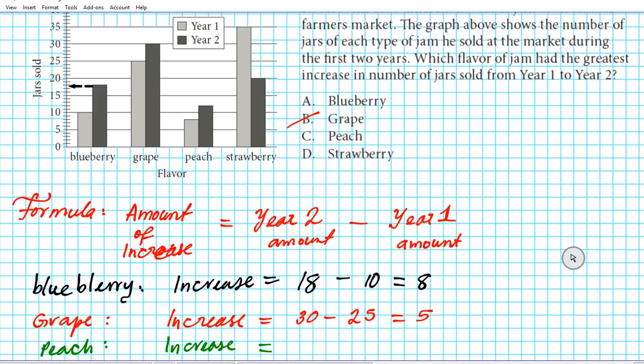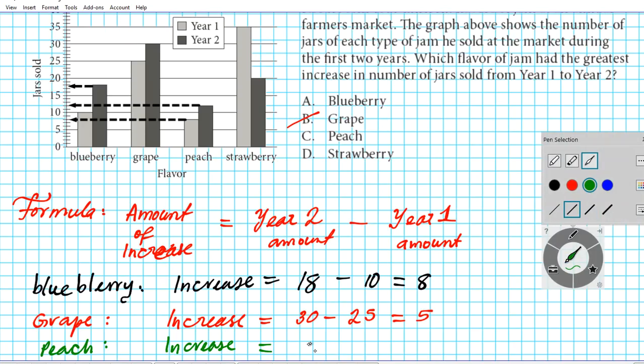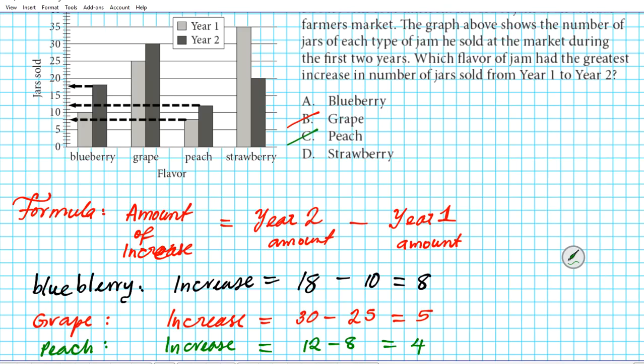For peach, year 1 extended, we're looking at 5, 6, 7, 8. Year 2 extended, we're looking at 10, 11, 12. So 12 minus 8, sorry, we need to do year 2, which is 12, minus year 1, which is 8, and that's 4. This is smaller than option A, so we eliminate that. So that's the amount increased.